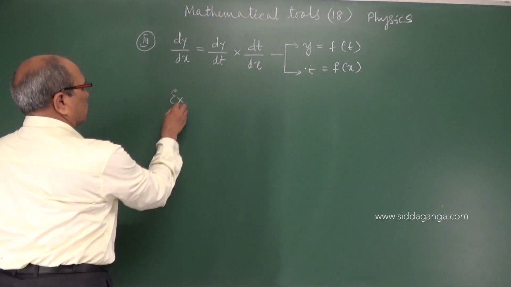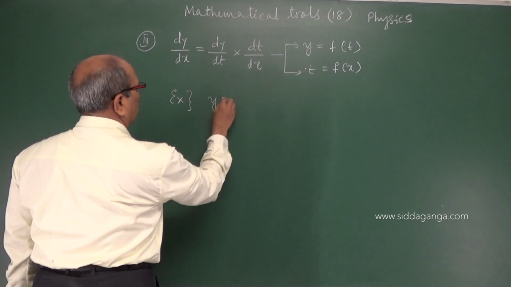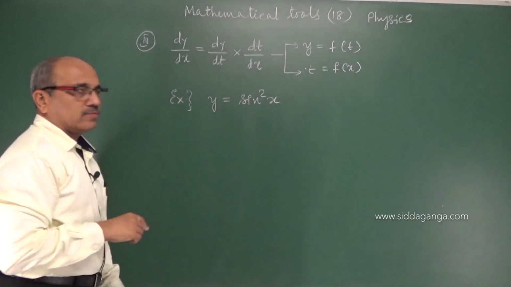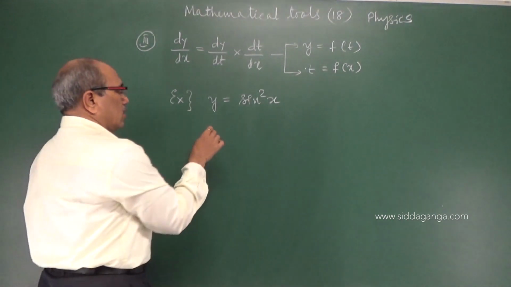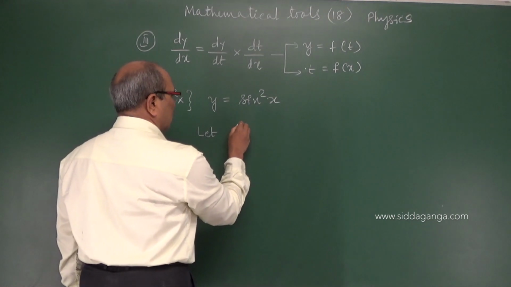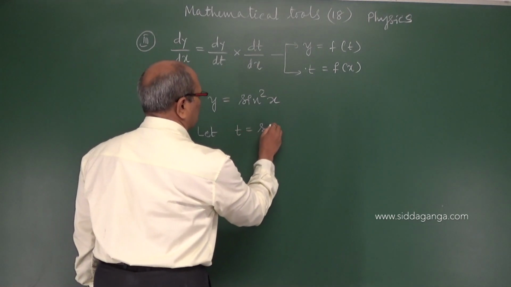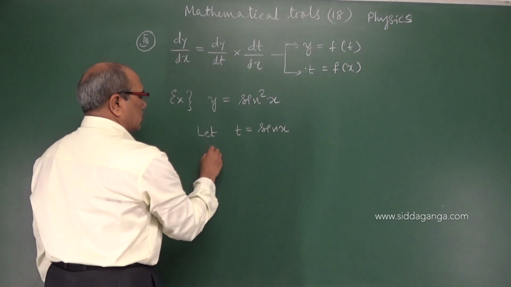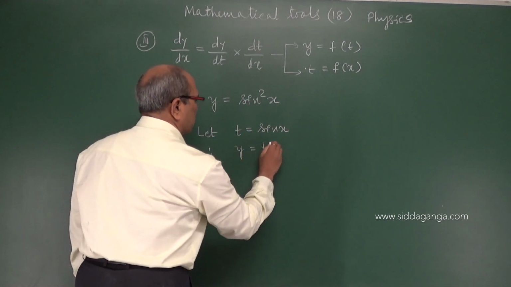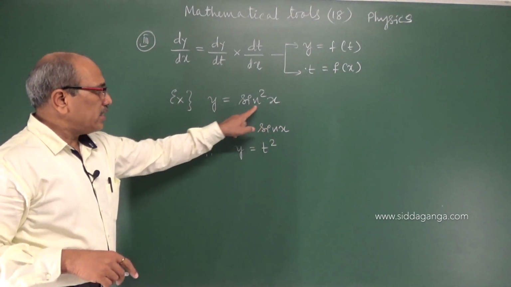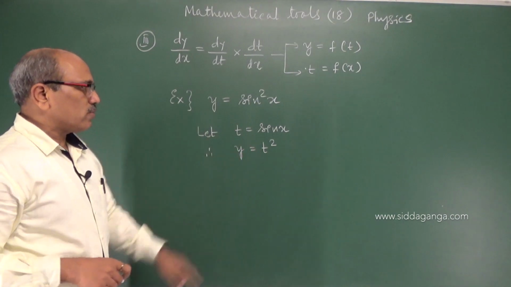Let's take another example. y is equal to sine square x. Now, in this case let t be equal to sine x. If I take t equal to sine x, therefore y becomes t square.